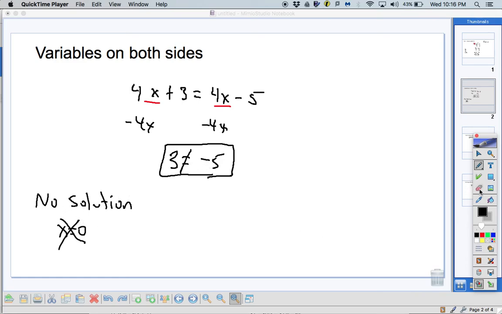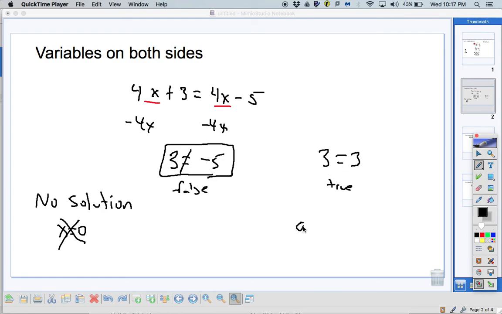Now the other thing that could end up happening is you go through all of your process and you get something like 3 is equal to 3. In this case, this is a true statement. So this was a false statement over here. We had no solution. Here we end up with a true statement. If you have a true statement, again, it doesn't matter what x is. This is always true. So x can be 10, x can be 100, x can be a million, it can be negative 5, it could be pi. It doesn't matter. This is always true.